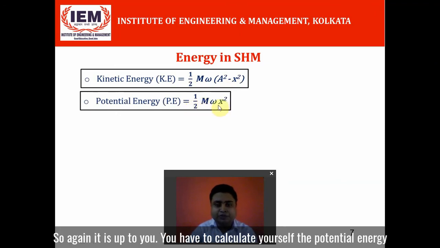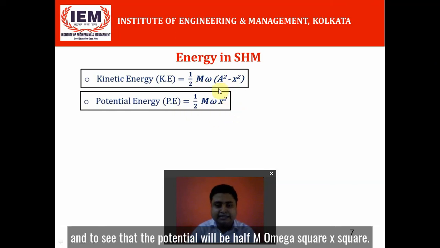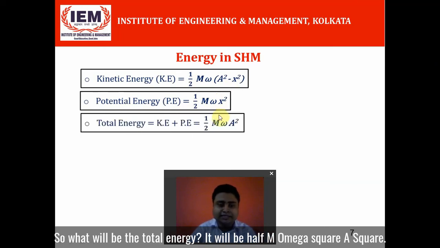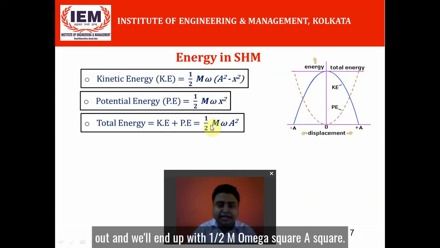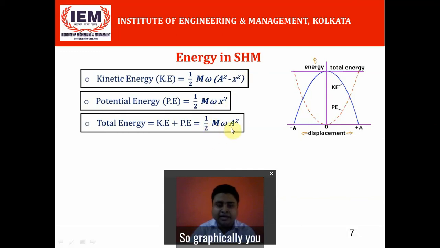Again it is up to you to calculate the potential energy yourself, and you will see that the potential energy will be half m omega square x square. So what will be the total energy? You take the addition of these two terms, this x square will cancel out and you will end up with half m omega square a square.